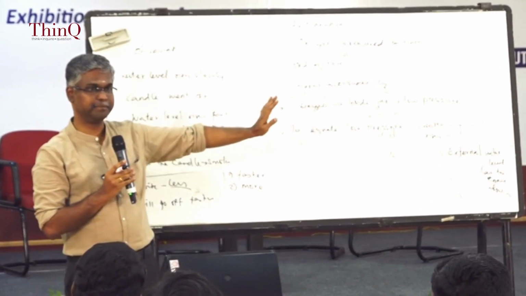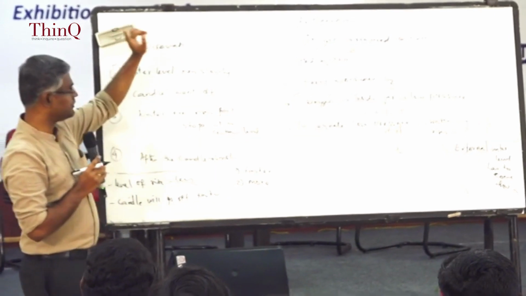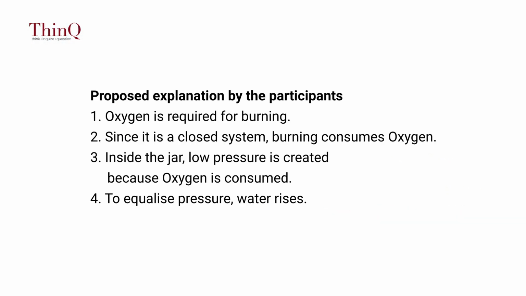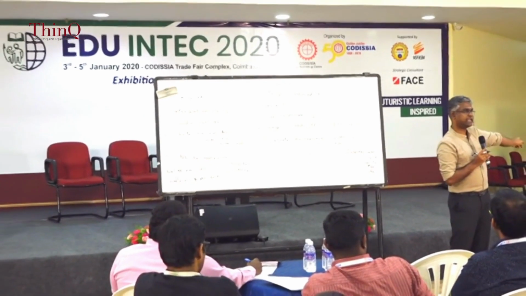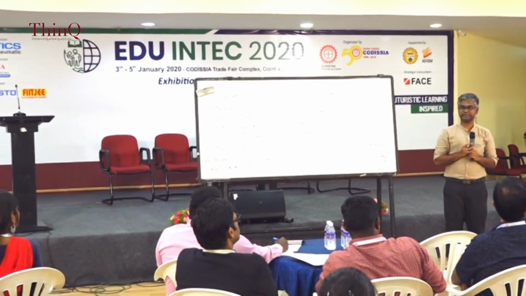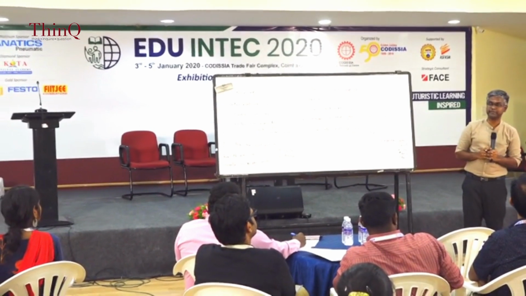Let's pick that up. Now if we go back to this explanation, there is a fixed amount of oxygen in the closed jar and that was consumed, and that's the explanation for the rise. Now why is there more water rise? It's as you predicted, ma'am.